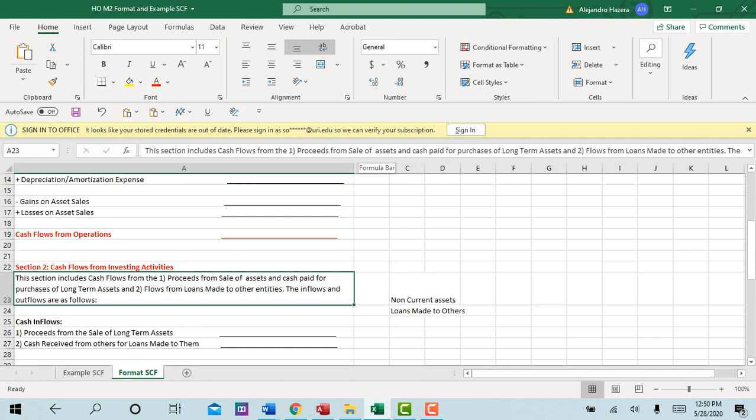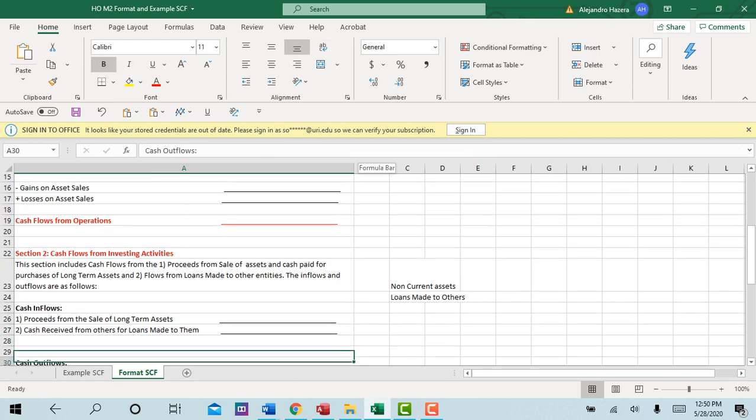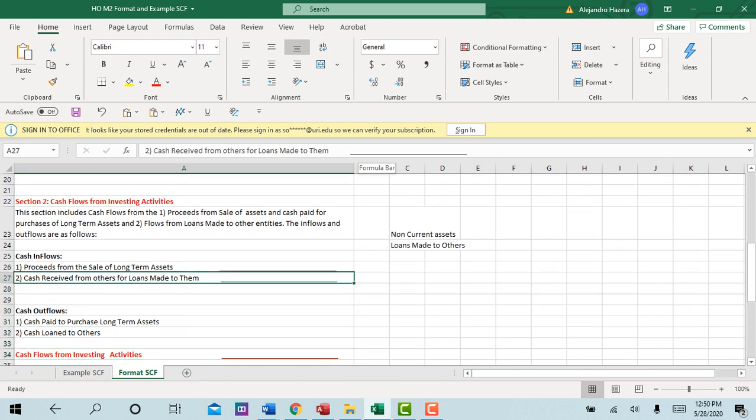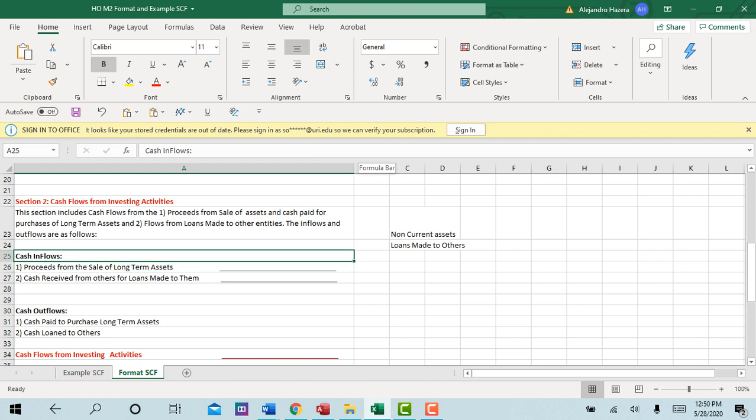If you lend money to another company, cash goes out. When they repay you, cash comes back in. And so each of these activities has an equal and opposite inflow and outflow.